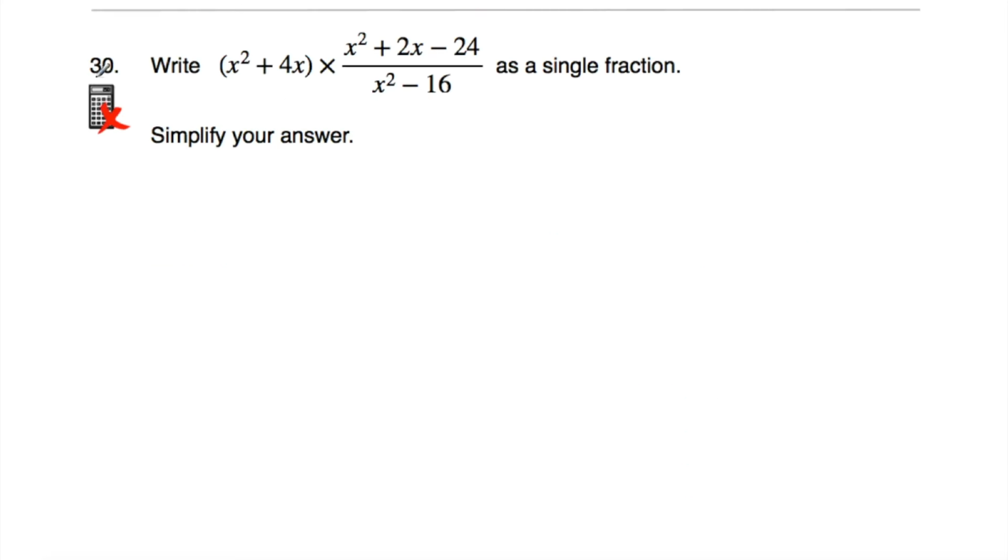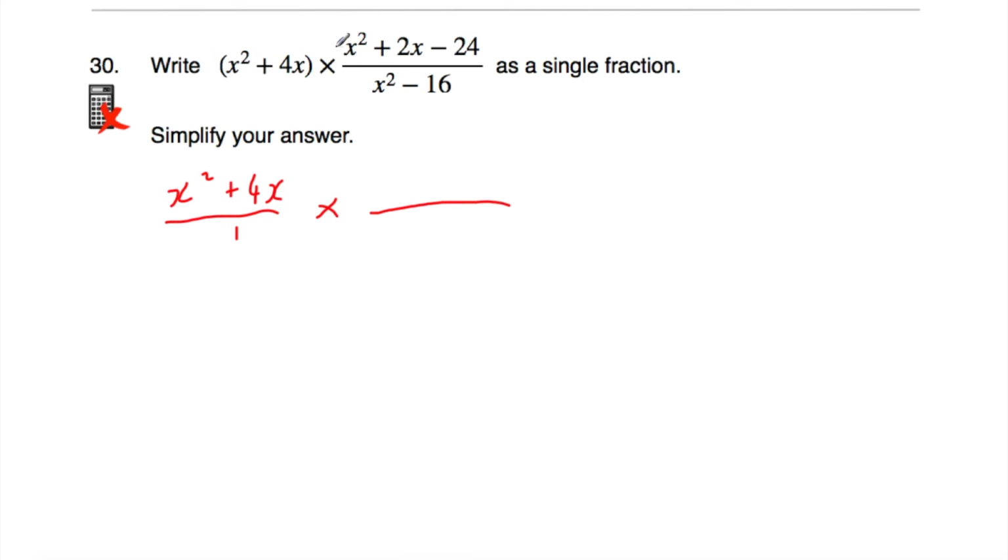Okay, let's have a look at our next question, question number 30. We've been asked to write (x squared plus 4x) multiplied by (x squared plus 2x minus 24) over (x squared minus 16) as a single fraction in its simplest form. Okay, so let's write it out. We've got x squared plus 4x, and we're going to multiply that by something. So I'm just going to put it over 1 for the moment. So we've got a numerator and a denominator, multiplied by x squared plus 2x minus 24 over x squared minus 16.